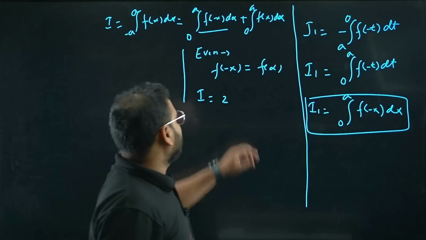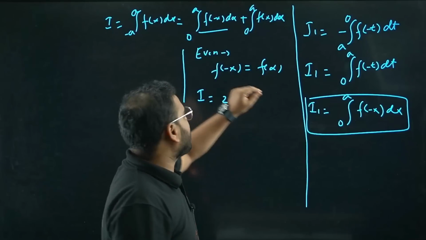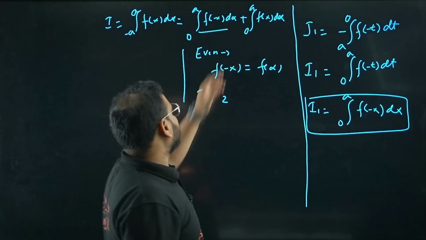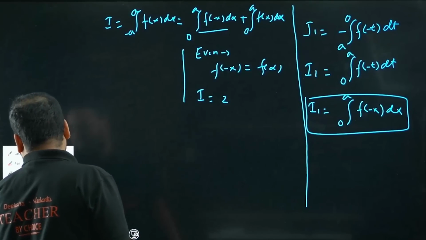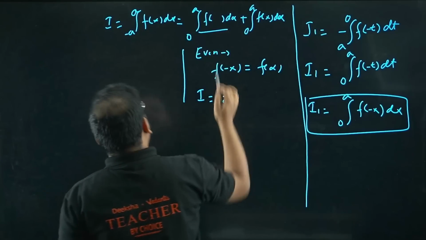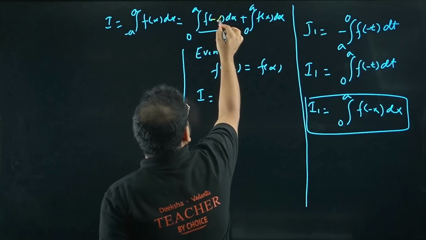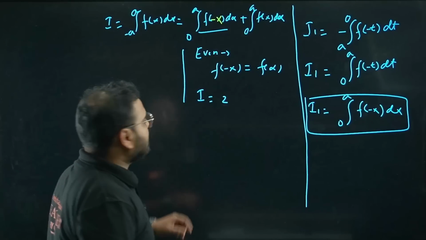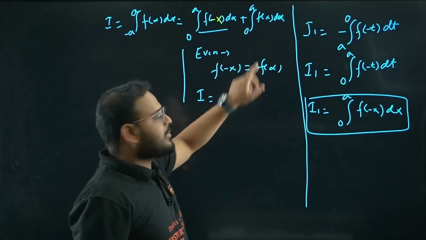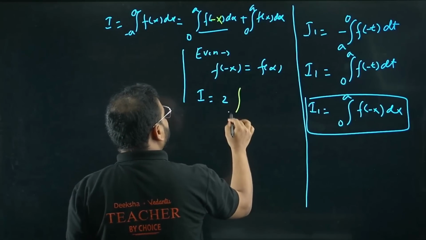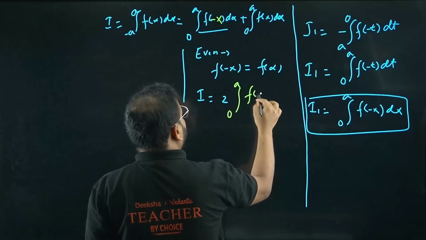I'll repeat myself. For even function, f of minus x is f of x. Okay, so this and this will be same thing, right? I'll just change that part. This is minus x, bacha. Okay, so it will become f of x plus f of x. So it will be what? 2 times of 0 to a f of x dx.